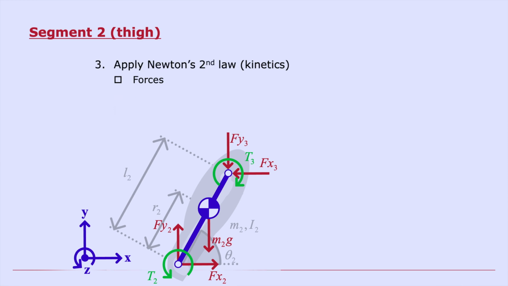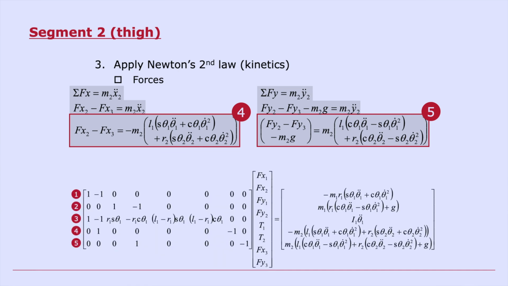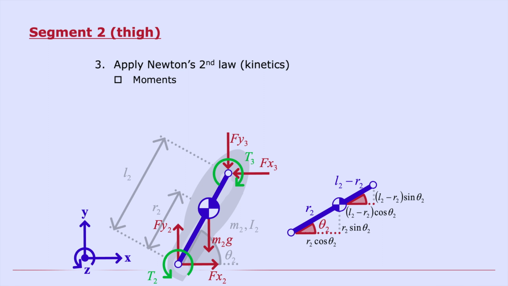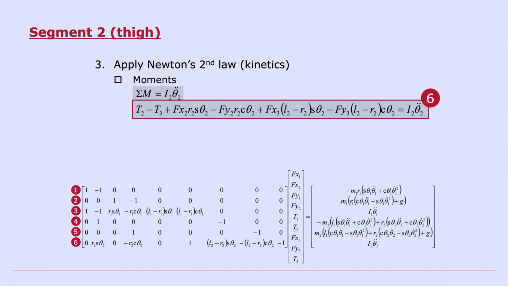We'll apply Newton's second law. First, to get the forces. Again, the expressions are getting a little bit longer, but the procedure is no more complicated than what we've seen already. Here are the expressions, F equals ma. We can add these equations to our system. And finally, for moments, we'll do what we did before. Sum of the moments equals I2 theta 2 double dot in this case. And we'll append that equation into our system.